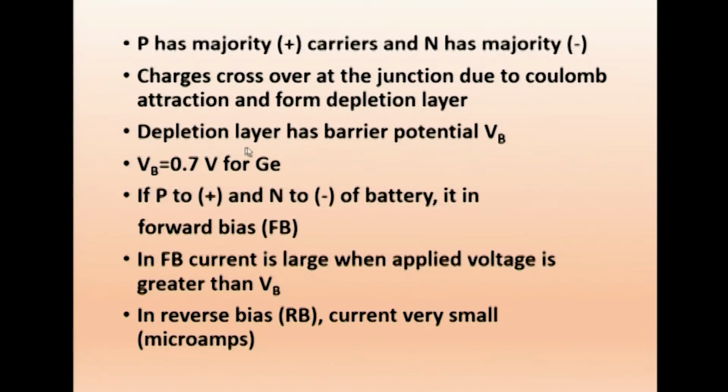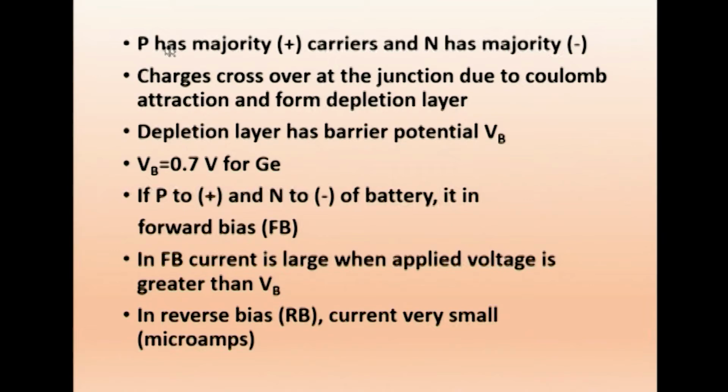The depletion layer has barrier potential V_B. So it has a potential like a small battery, V suffix B, that is called barrier potential. See, any cell that you take, a battery, say 1.5 volt. Now here this is acting like a small battery, but the voltage is only 0.7 volt. So V_B equals 0.7 volt for germanium. So once you make a semiconductor diode, automatically it becomes a small battery with 0.7 volt.